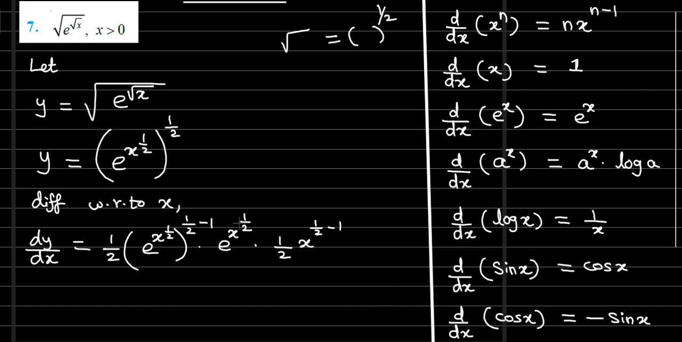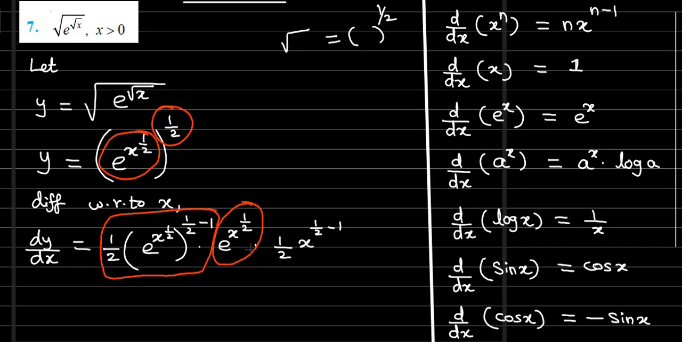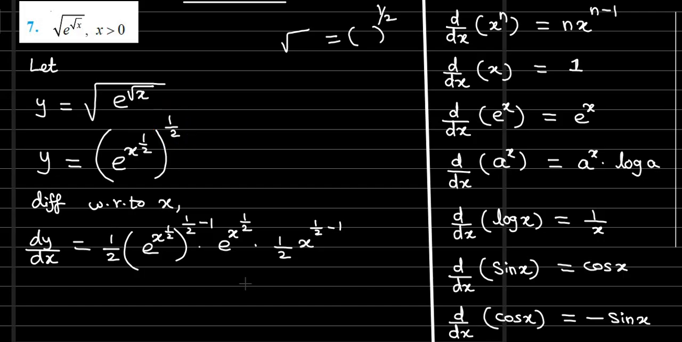So what we have done here: first we differentiated the power, and we got this term. Then we differentiated the exponential function, and the differentiation of an exponential is the same exponential. Then x power 1 by 2 differentiation, this part. Always we need to write only in product form. So that's all, the differentiation is done. Now we need to do the simplification.